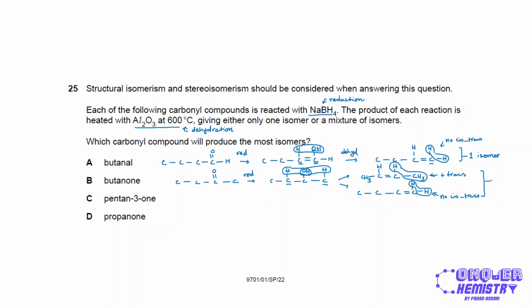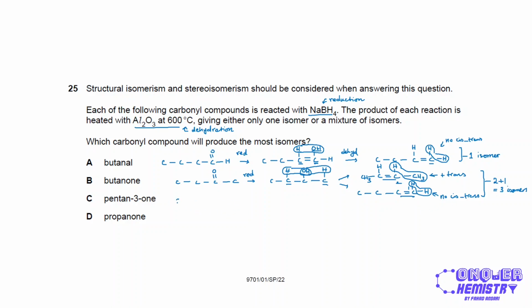So the first product has cis trans isomers, so that's 2. And the second product with the double bond at carbon atom number 1 over here, instead of at carbon atom number 2 over here, you have just 1 isomer. There's no cis trans for this. So 3 isomers for butanone, right?